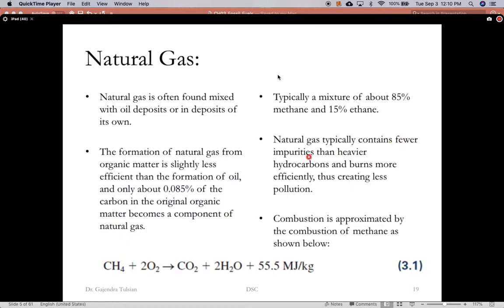Natural gas typically contains fewer impurities than heavier hydrocarbons and burns more efficiently. The smaller the hydrocarbon, the more complete burn you get. When you have a complete burn, all the carbon gets converted to carbon dioxide and all the hydrogen gets converted to water. So that's what a complete burn means. So the smaller the molecule, the more complete burn you get, and the more energy you're releasing.